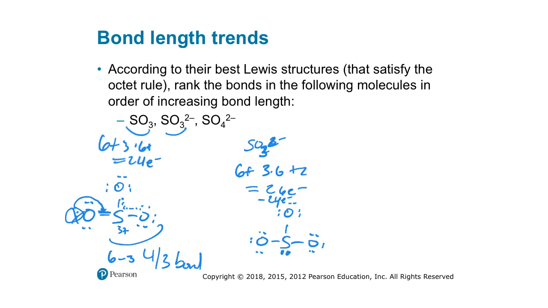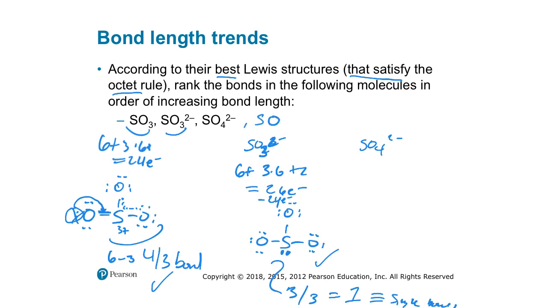So it says according to their best Lewis structures that satisfy the octet rule. So we're satisfying the octet rule, 4/3 bond. We're satisfying the octet rule, single bonds. So that's 3 bonding pair electrons spread across the 3 bonds. So these are all single bonds. SO4 2 minus. I'm going to throw in one more, the SO double bond. Well, we'll see it's double in a minute, but SO, with sulfur and oxygen.